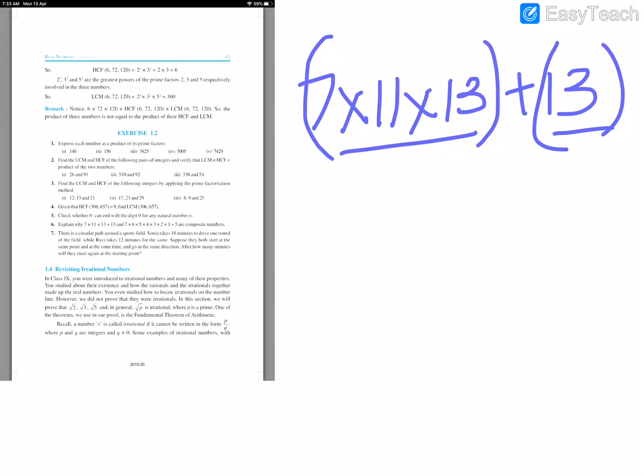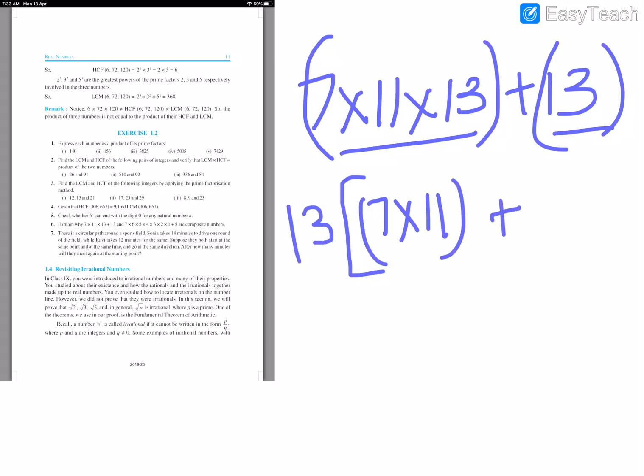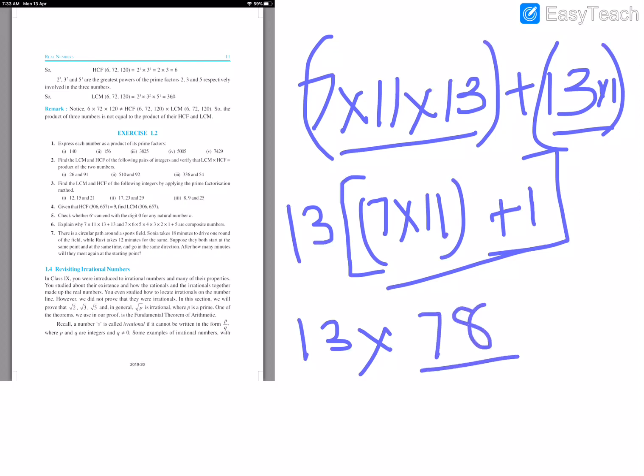Now out of these two terms, one number is common, that is 13. You take that as common. What is left out? 7 into 11, and plus what is left out here? 13 has gone, so it is 13 into 1, so we have got 1. So 13 into something, that can be anything. 77 plus 1, 78. Even if you don't simplify, no problem. So we are writing it as a product of two numbers, so it is a composite number.